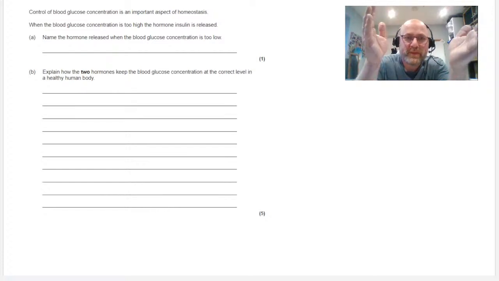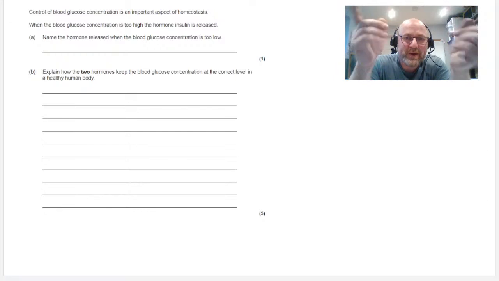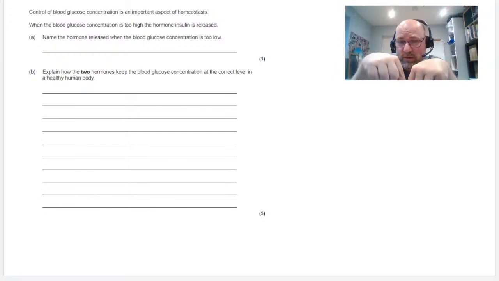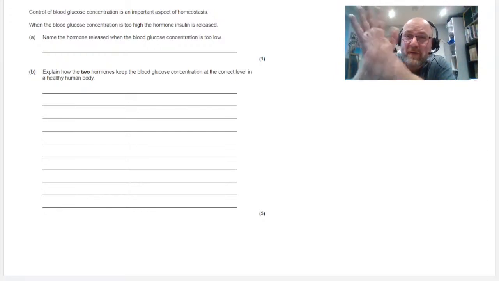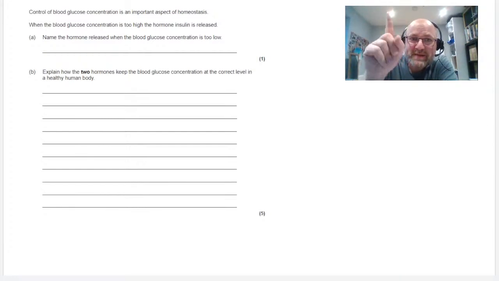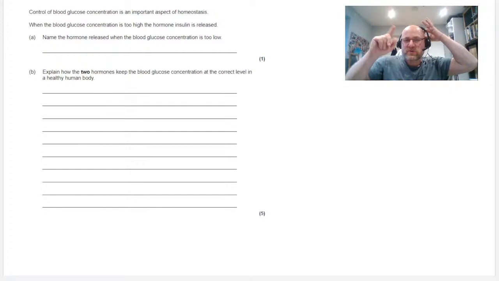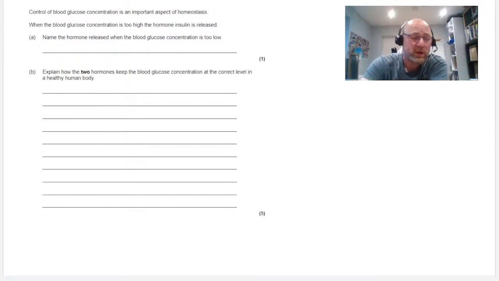So, name the hormone released when blood glucose concentration is too low. And then for 5 marks, explain how the two hormones keep the blood glucose concentration at the correct level in a healthy human body. I'm going over the menstrual cycle after this, okay?